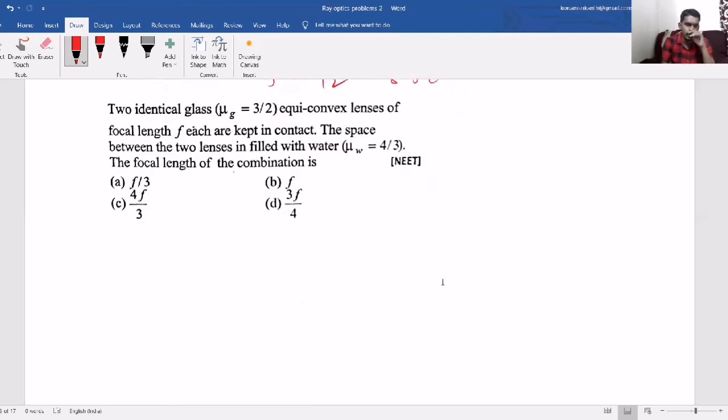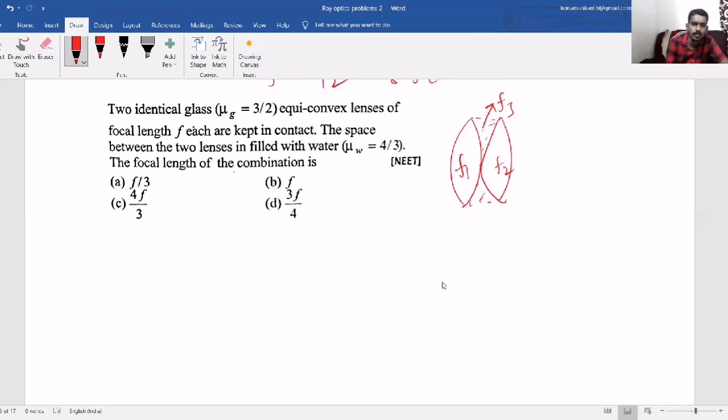Now, two identical glass equiconvex lenses of focal length f are kept in contact. The space between the two lenses is filled with water. I told you this example. See here, this is one convex lens and this is another convex lens. Now the space between them is filled with some water. Now this is one focal length, this is another focal length, and this one is another focal length, but that is like a concave lens.